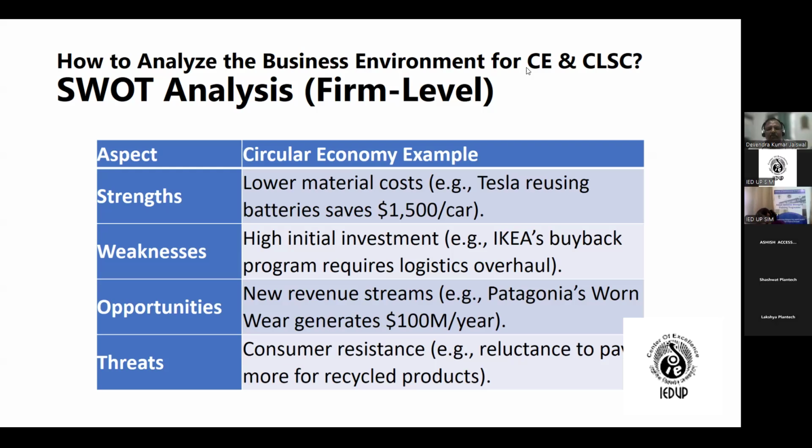Opportunities are new revenue streams. We have seen the example of Patagonia, whose Worn Wear generates $100 million per year. So that's the figure that we had seen last time.